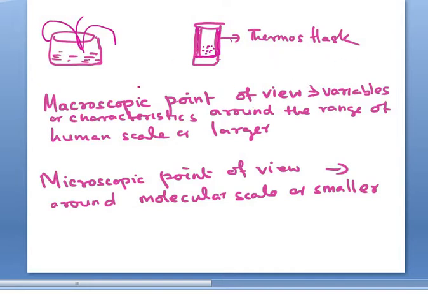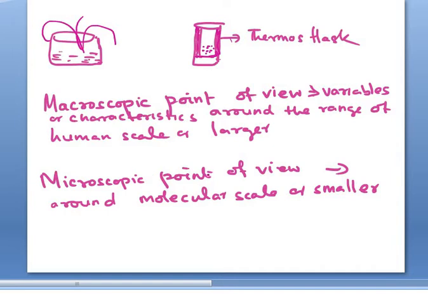Now here, whenever we learn about thermodynamics, we come across two points of view: the macroscopic point of view and the microscopic point of view. So whatever thermodynamics we learn in our lower classes, we always discuss in terms of the macroscopic point of view. That is variables or characteristics around the range of human scale or larger. Things which we can measure through our eyes.